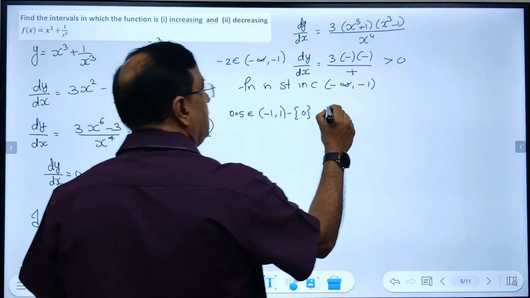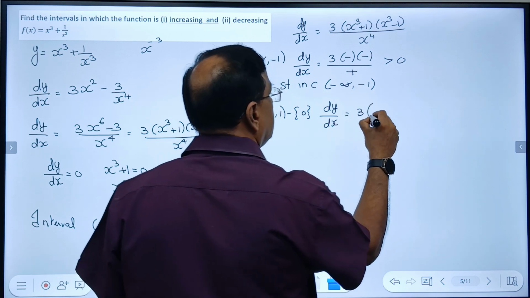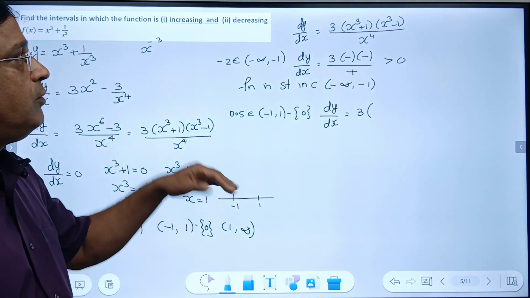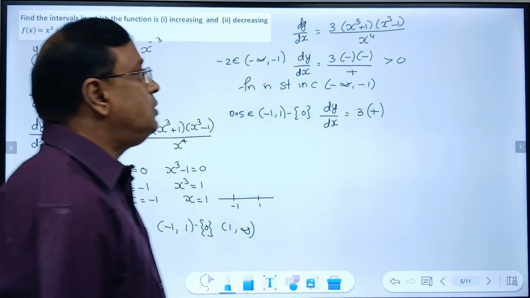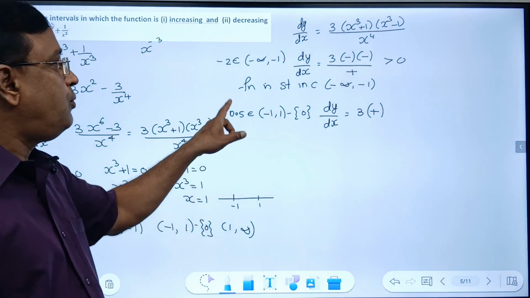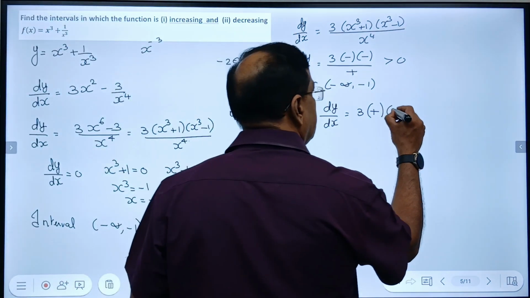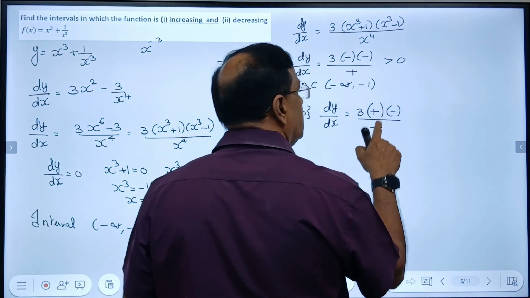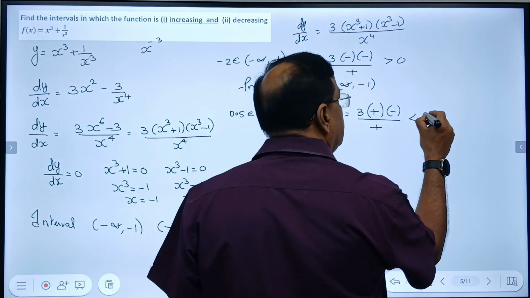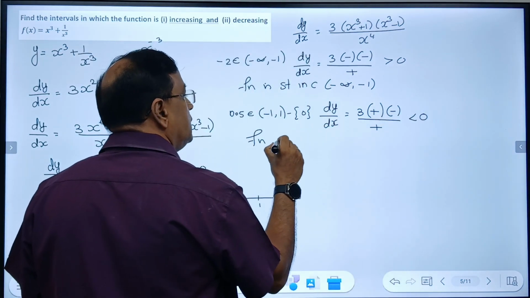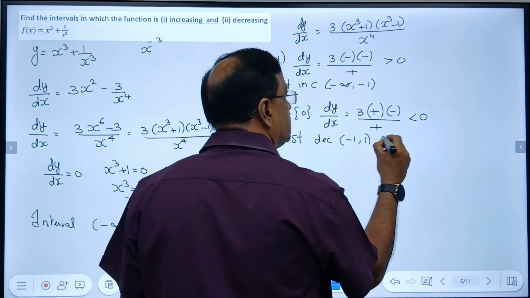Okay. So dy by dx will be what? Dy by dx will be 3 times (0.5)^3 plus 1, which will always be positive. (0.5)^3 is a small number, minus 1 will be a negative number, divided by positive. So negative by positive will always be negative. Therefore the function is strictly decreasing in (-1, 1), excluding 0.